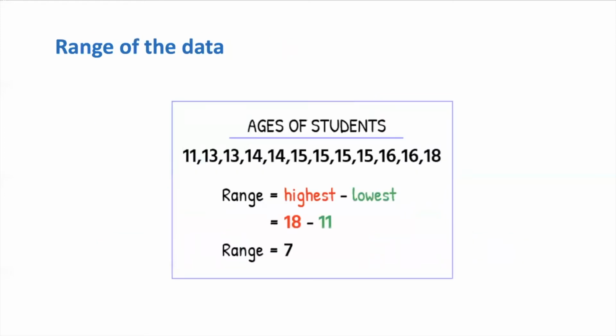It is a very simple term in statistics. Range is simply the difference between the maximum value and minimum value. Let's discuss with this example. We are given the ages of the students and asked to calculate the range. So as per our formula, we will take the difference between the highest and lowest in our range, which is 18 minus 11 equal to 7.